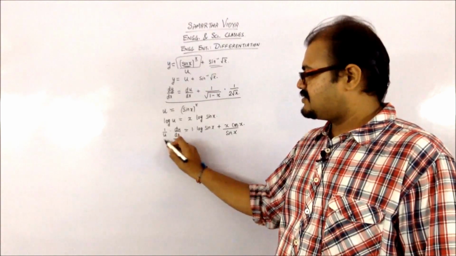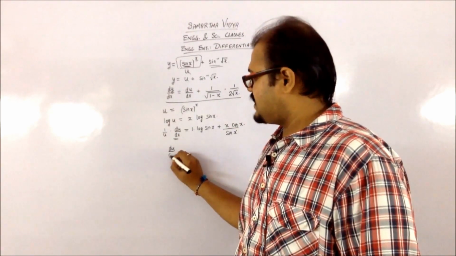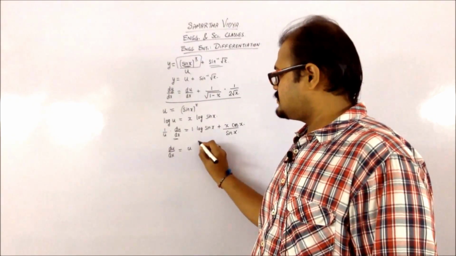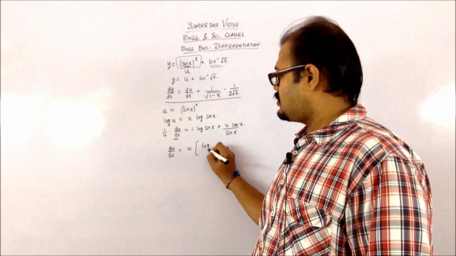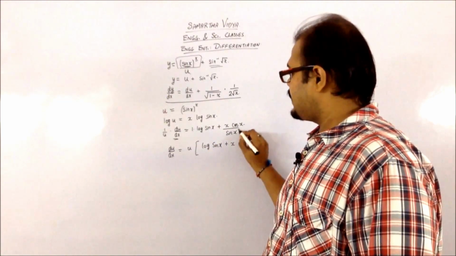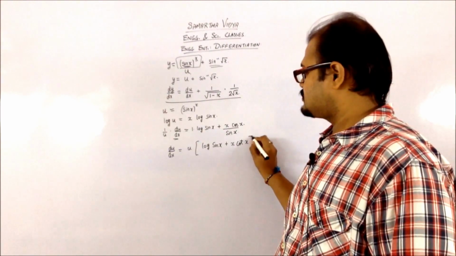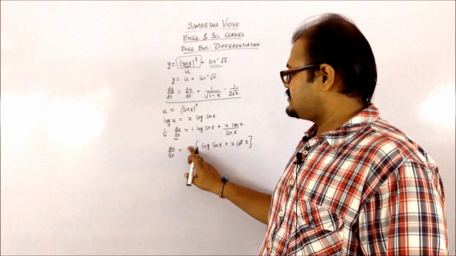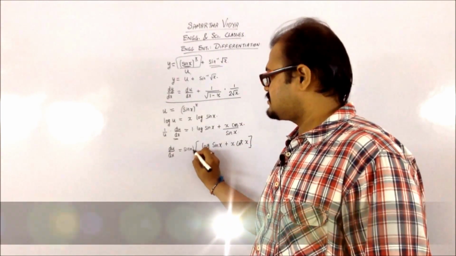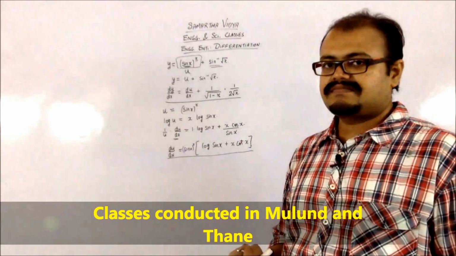So now you need to find your du by dx. For that you need to take the u to the other side. So your du by dx is going to be equal to your u term into log sin x plus x, and it's cos x by sin x, so that's going to be cot x. So what you can see is that u is nothing but your sin x raised to x. So you have found your du by dx term.